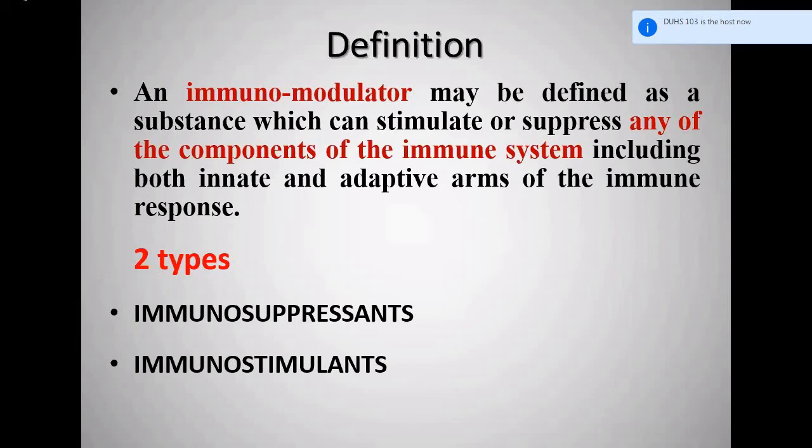So we can say that immunomodulators are basically divided into two types. One is immunosuppressants, which we will mainly discuss today, and it also includes immunostimulants. But today's talk is more focused on immunosuppression because they are clinically related with the transplant process. But in a broad spectrum, you should remember that immunomodulator also includes immunostimulants.